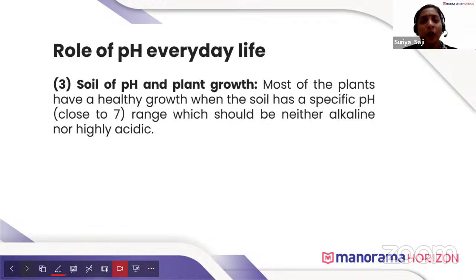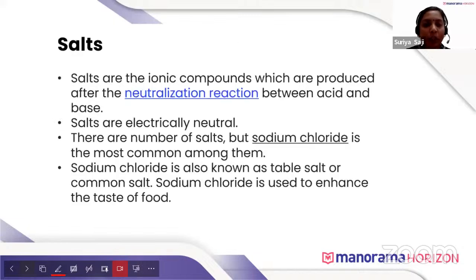Next is soil pH. We prefer a pH range closer to 7 for better plant growth. If the soil is too alkaline or too acidic, the plant will get spoiled. Then salts. We saw already how salts are formed. Salts are formed by the neutralization reaction. Salts are electrically neutral because acids and bases are combining. So salts are electrically neutral and have a pH of 7.